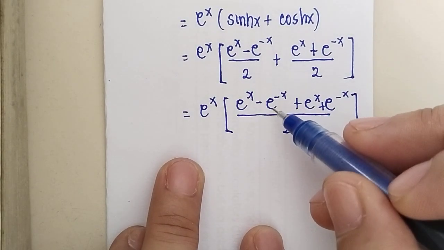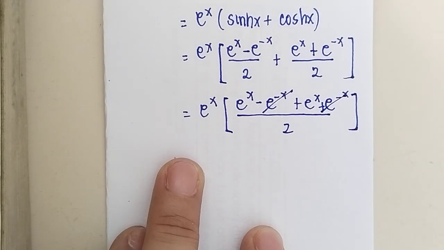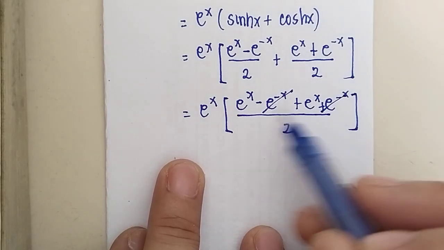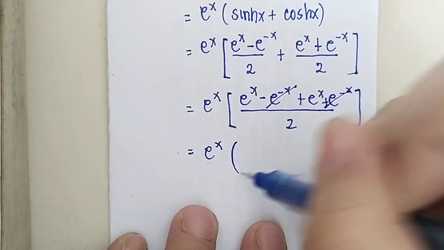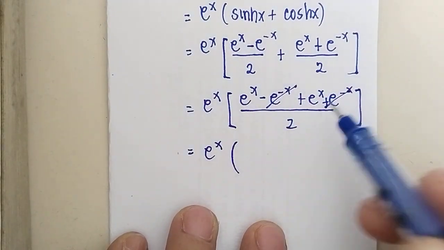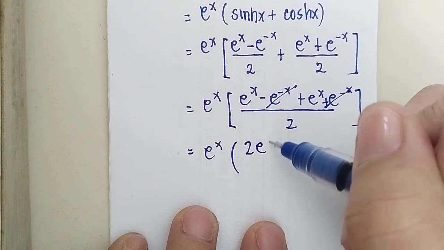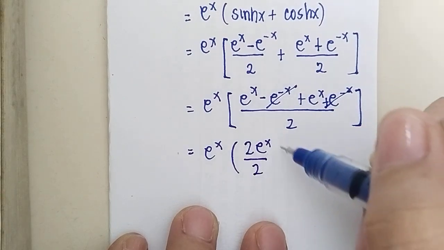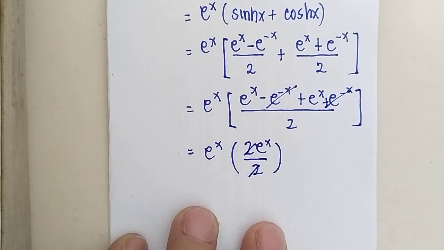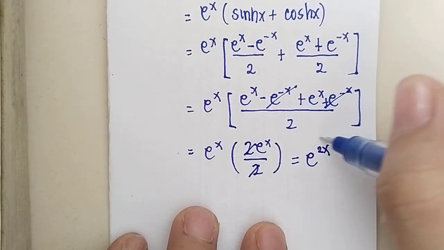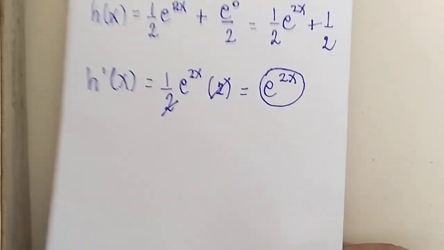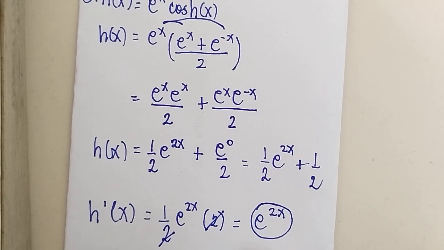Now, the negative e raised to negative x and the positive one we can cancel. Then here, we have two, right? So, e raised to x plus e raised to x, two e raised to x, divided by 2. You can see that can be cancelled. E raised to x times e raised to x will be e raised to 2x. So, this is the same as our simplified version from the other process.